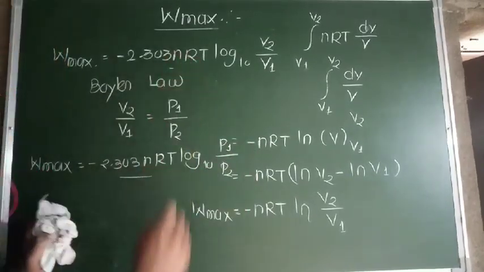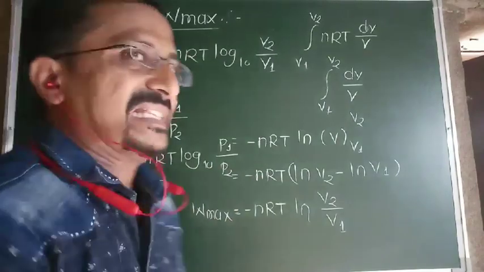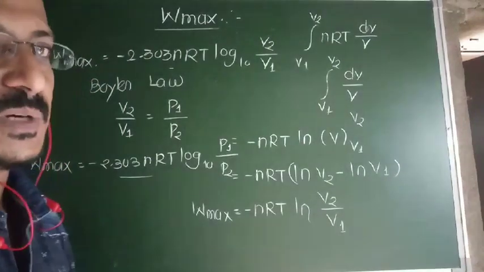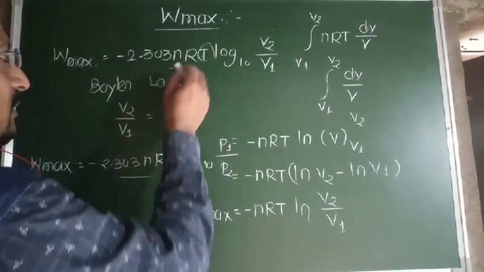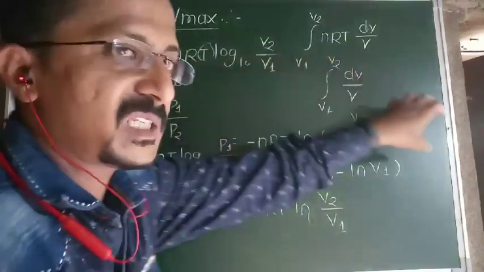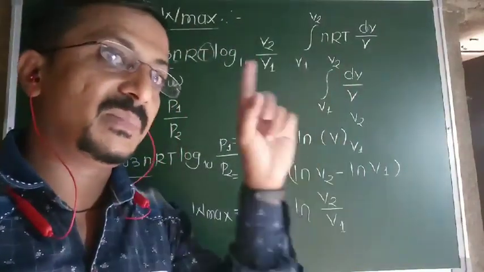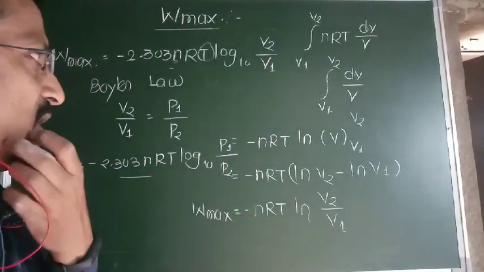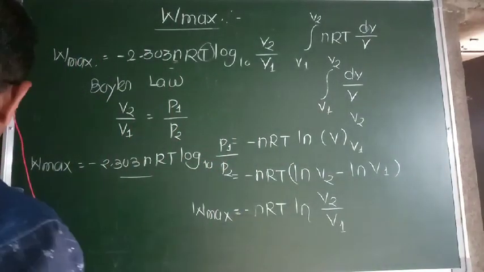So these are the two equations which give maximum work obtained during the expansion. And see here, temperature is constant. Number of moles: one point is that from initial to final expansion, number of moles does not change, it remains the same, isn't it? So these are the points we covered here.